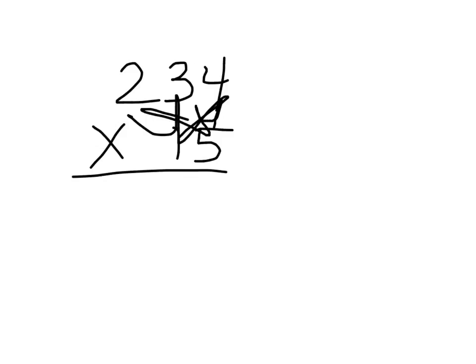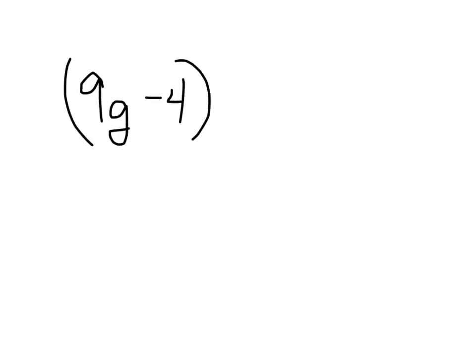Let's see. What else do we have in there? If there's anything that we're missing, I don't think so. Oh, what if it does say this? Just because I want to make sure you guys are aware of it. What if it says 9g minus 4 squared?